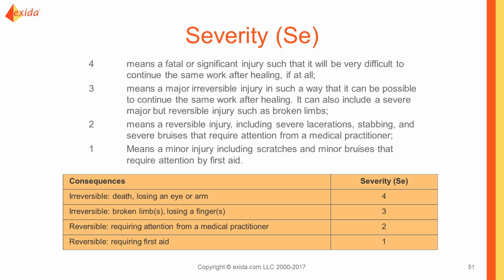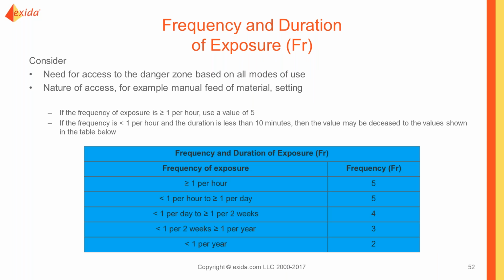It gives tables to categorize severity, and we go between 1 and 4, where 1 being the minimum, an event that requires first aid, to going to 4, which is irreversible, resulting in either death or the loss of an arm or eye. And 2 and 3 are scaled in between there. We've got frequency and duration of exposure. Again, the standard gives us a table with events 1 to 5. 5 is very frequent, going to be exposed to it more than on an hourly basis. 2 is the least frequent, less than once per year, with some gradations in between there.